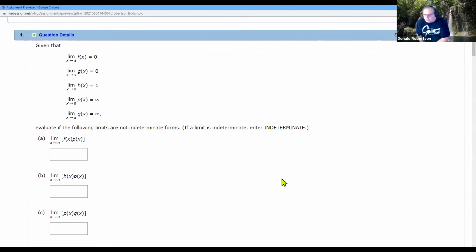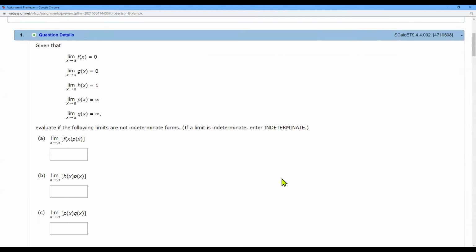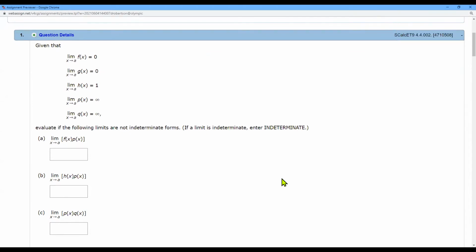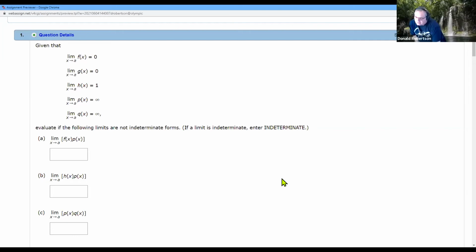What do you get if you go 0 times infinity? That's essentially what we're asking. 0. Why not infinity? That's a super good question. So we don't really know, do we? So it's indeterminate form.